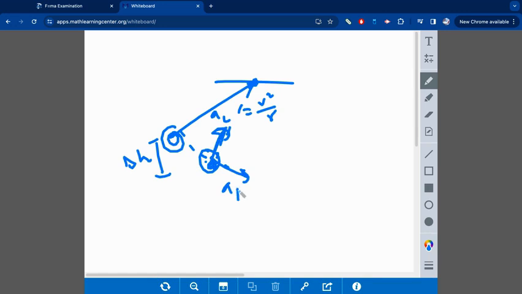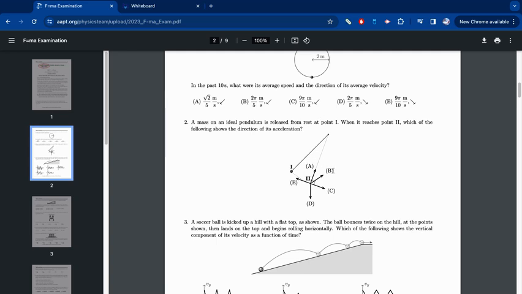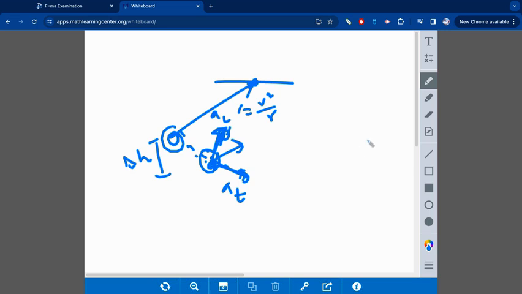And we also have tangential acceleration. Since it has some velocity, and it's accelerating in this direction, which means that its velocity increases as you go down, it must also have some tangential acceleration. So since it has acceleration in this direction and in this direction, its net acceleration must be here. Which means it has to be B, because A is basically centripetal, C is tangential, so B has to be between.